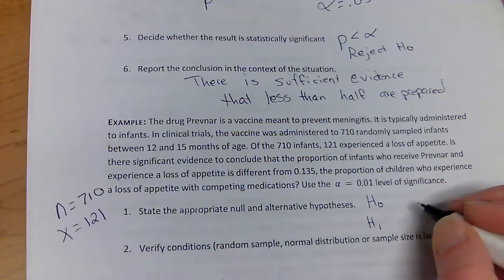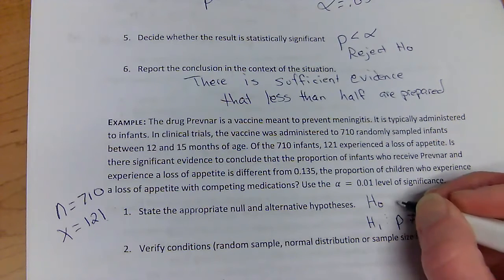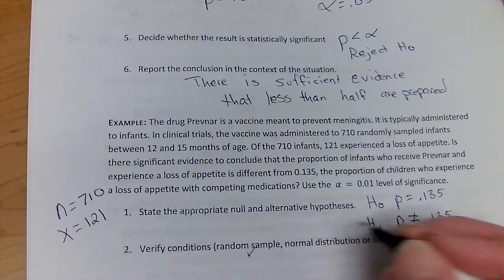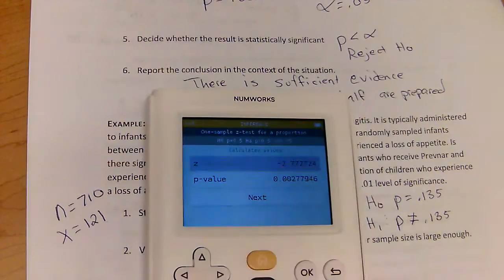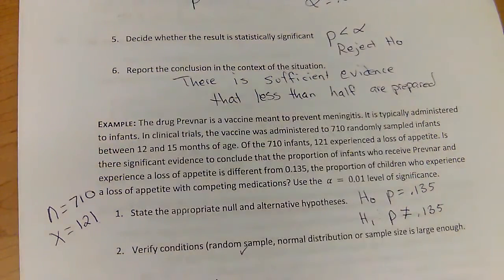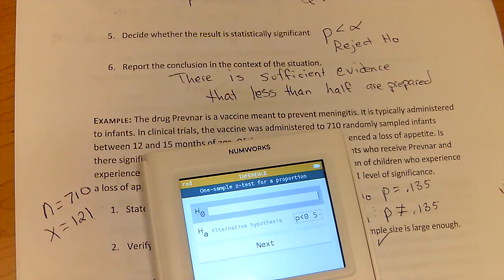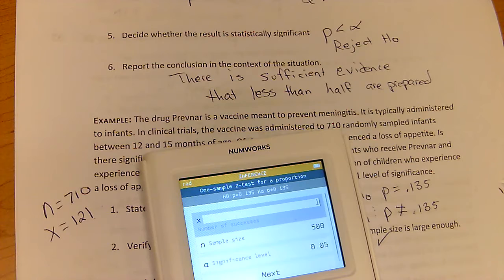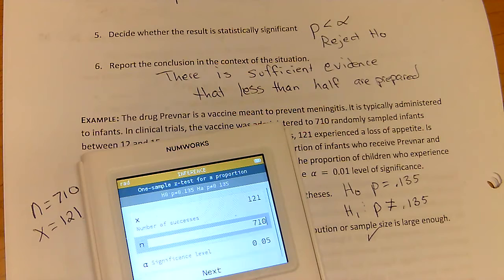So their claim is that the proportion is different than 0.135. So my null is going to be that it is 0.135. Random sample. Is this going to be large enough? 710 times 0.135. Yeah. So let's go back. The null is that it's 0.135. Our alternative is that it's not. And we had 121 out of 710. And this one says we're doing alpha at 0.01.